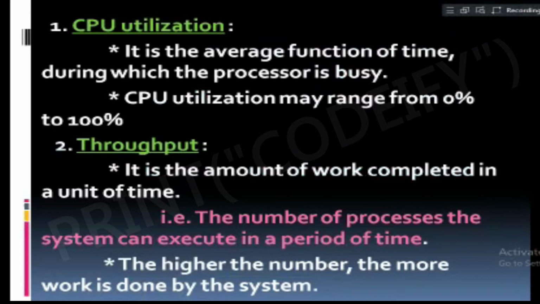Second one, throughput. It is the amount of work completed in a unit of time. That is, the number of processes the system can execute in a period of time. The higher the number, the more work is done by the system.